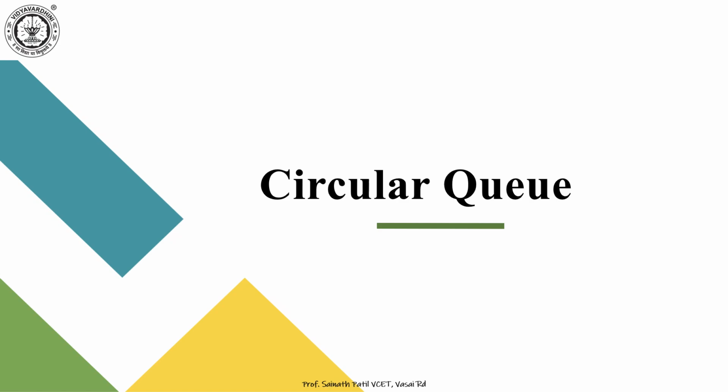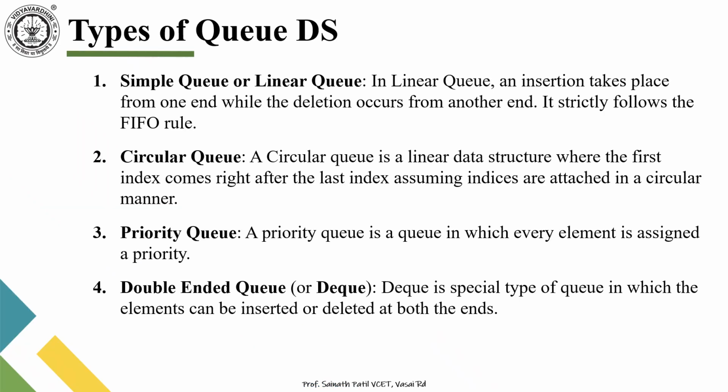Hello, let's learn circular queue. Before learning circular queue, let's look at types of queue data structure. There are four types of queue: simple or linear queue that we have already seen in the previous lecture, where insertion and deletion take place at two separate ends called front and rear.